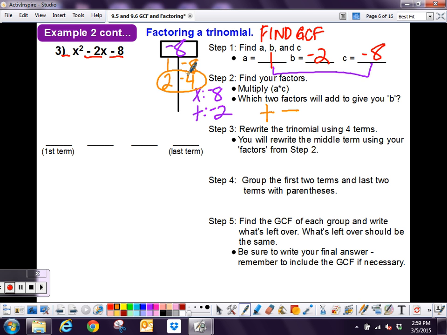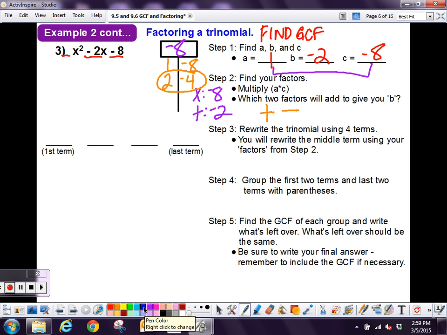If for some reason those two added up to be 2 instead of negative 2, just flip the negative to the other number, and then it'll add to get you that negative 2, or whatever we're trying to get. Okay, so here we go. We found our factors. That's half the battle right there, is finding the factors.